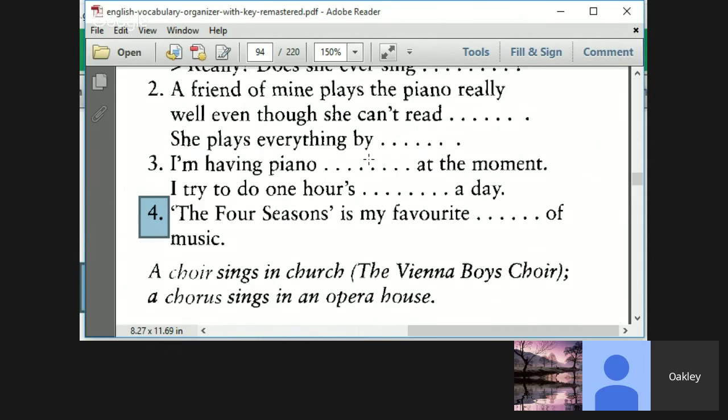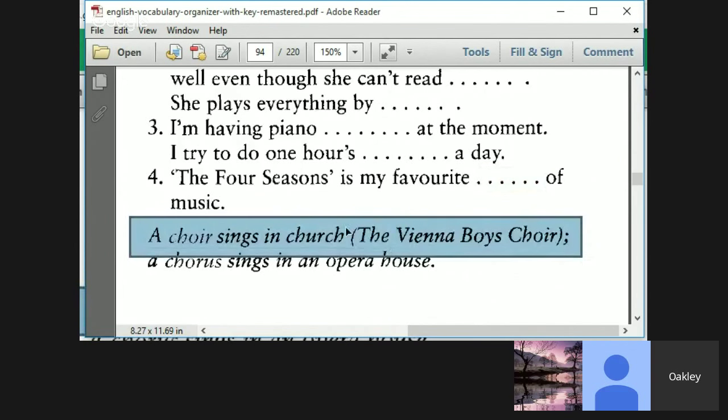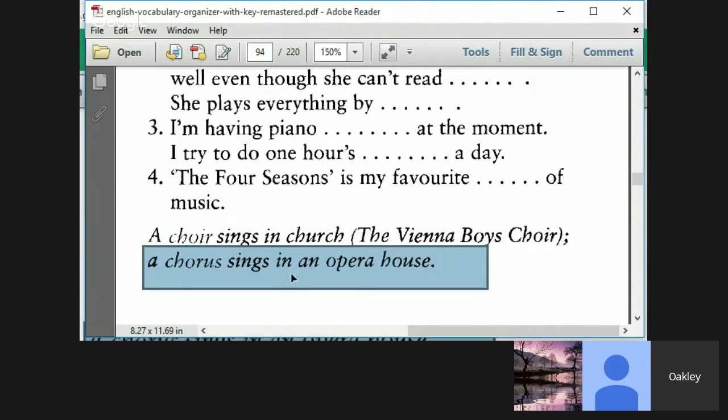Okay, anyway, Rodrigo number 4. The Four Seasons is my favorite piece of music. Okay, very good. Piece of music, all right. Oh, you know that one. Very good. All right, a choir sings in a church, such as a famous one is Vienna Boys Choir, or a school choir. It's referred to as a school choir as well. A chorus sings in an opera house, because they sing like backup singers to the actual opera itself. They're considered a chorus.